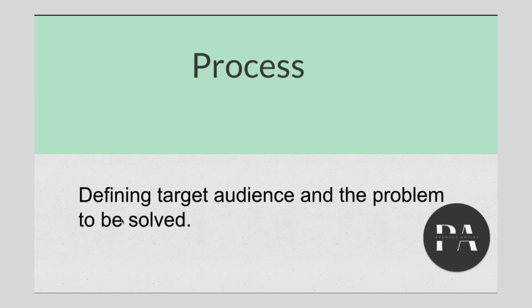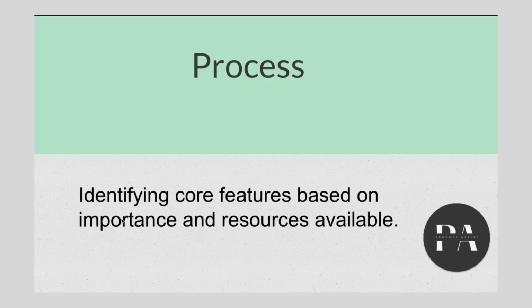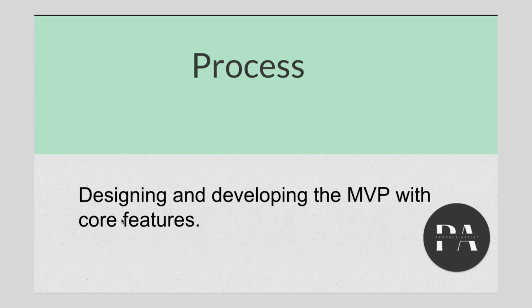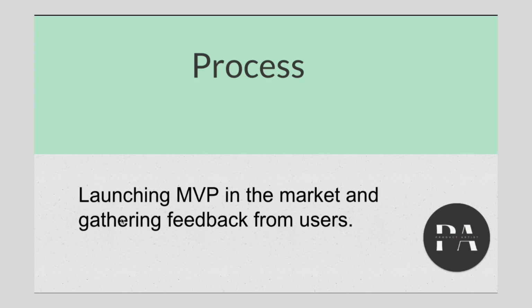So let's talk about the process then. So the process is basically, first we have to define our target audience and the problem which needs to be solved. Second, identifying core features based on importance and resource available. Third, designing and developing the MVP with core features which we discussed. Fourth, launching MVP in the market and gathering feedback from users.